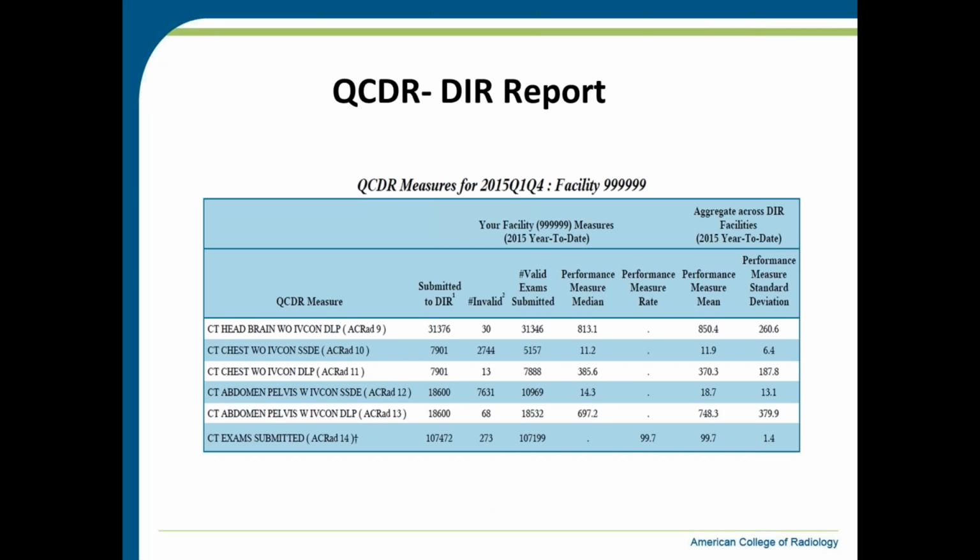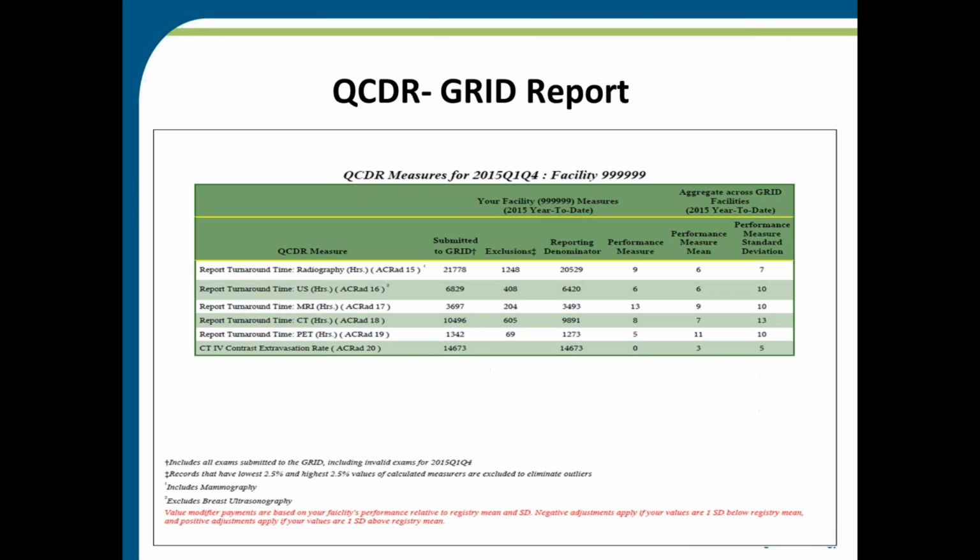Lastly, this is just a sample of our DIR report. We have 6 measures that are available for the DIR. You can see all of the performance for your physicians aggregated in one file. The same is true for our GRID registry. Each registry has its own report that is communicated to our QCDR participants, and you can see your measures.